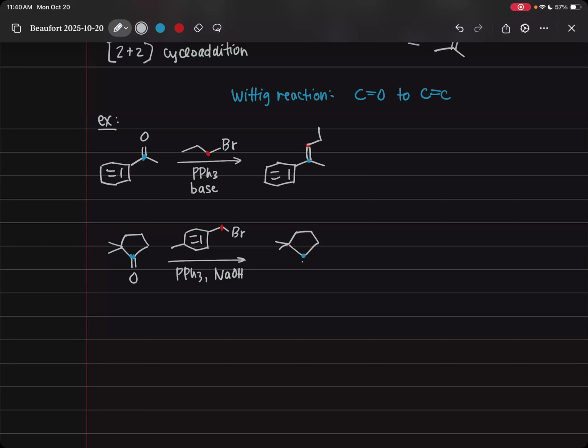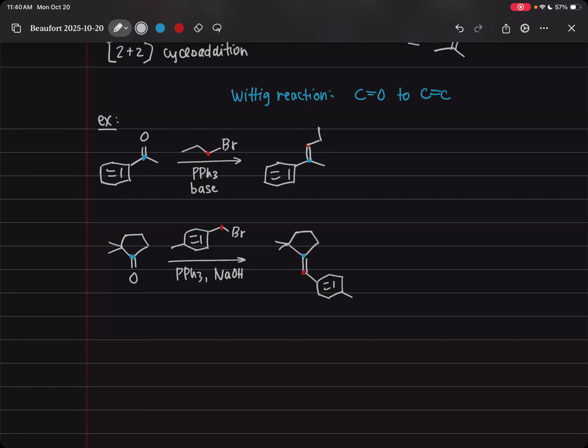We're going to end up with a carbon-carbon double bond. And in this case, it's going to be to this carbon. And what does this carbon have attached to it? Well, a benzene ring with a methyl group. So, benzene ring with a methyl group.